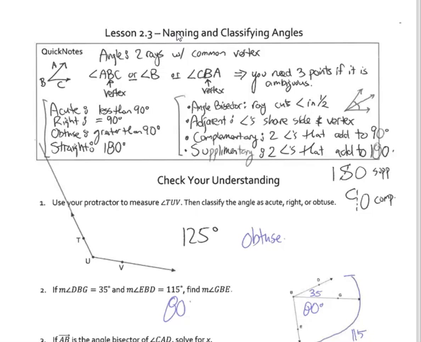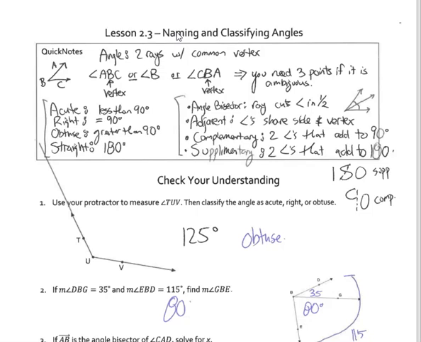We talked about what acute, right, obtuse, and straight were: less than 90, equal to 90, greater than 90, and 180. We talked about that an angle bisector is a ray that cuts an angle in half. Adjacent means two angles that share a side and a vertex. They're right next to one another. Complementary are two angles that add to be 90, and supplementary are two angles that add to be 180.